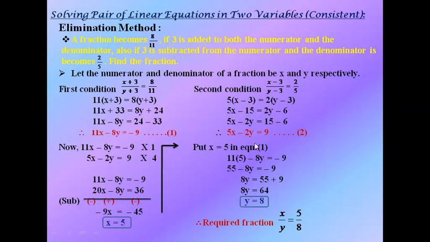Now put x is equal to 5 in equation 1 to get the value of y. That is 11 into 5 minus 8y is equal to minus 9. 11 fives are 55, so 55 minus 8y is equal to minus 9. 8y is equal to 55 plus 9, which is 64. Then y is equal to 64 by 8, which is 8. Therefore, x is the numerator digit and y is the denominator digit, so the fraction x by y is equal to 5 by 8.